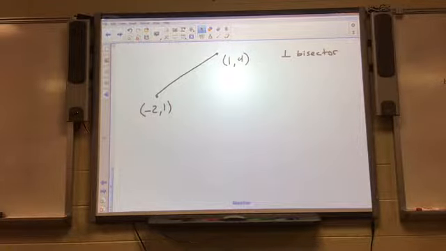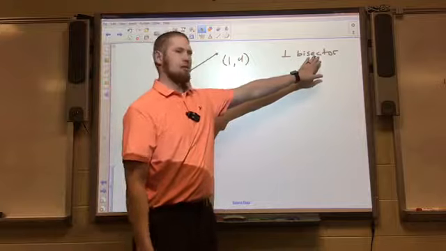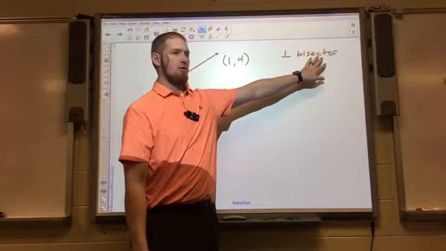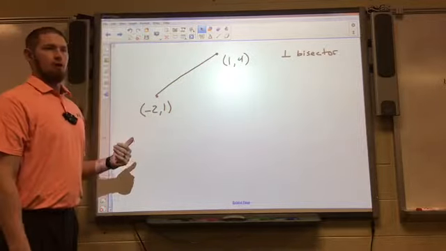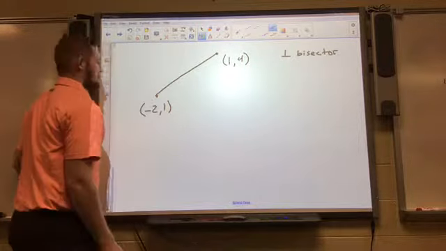Okay. You need the opposite reciprocal slope. That's going to take care of the perpendicular part, right? Okay, and the bisector means it's going where? Right through the middle. Okay? So, if it's going to go right through the middle, I'm going to have to find what? Midpoint. So let's do that first.